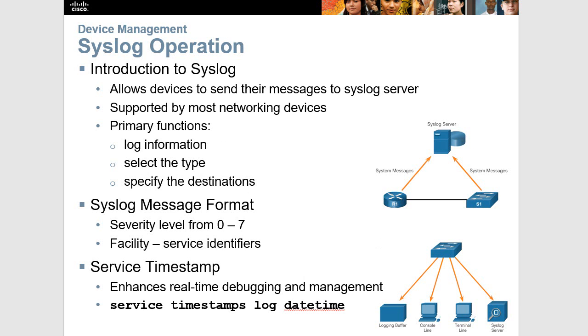We've got a couple of destinations over here. You can see the logging buffer, console line, terminal line, or Syslog server. So the logging buffer would be RAM internal to your device, or you could send messages to the console line, terminal line, or the Syslog server. Those are the different types of destinations you could send things to. You've got a level of severity 0 through 7, 0 being the most severe, 7 being just normal debugging messages.